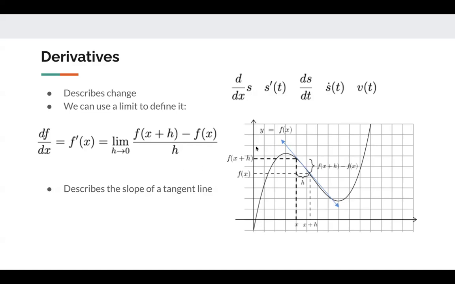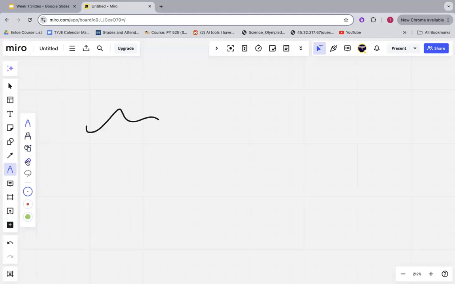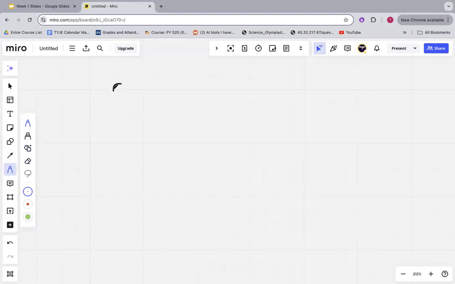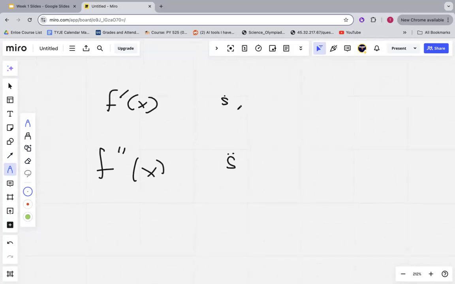Okay. So I was going to write this on the slides, but we're going to do this here. Just like we have notations for our first derivative, like f prime of x, we can also write our second derivative by putting two prime symbols there. And just like we can take s dot to mean the first time derivative, well, it's really simple. You put two dots to get your second derivative.